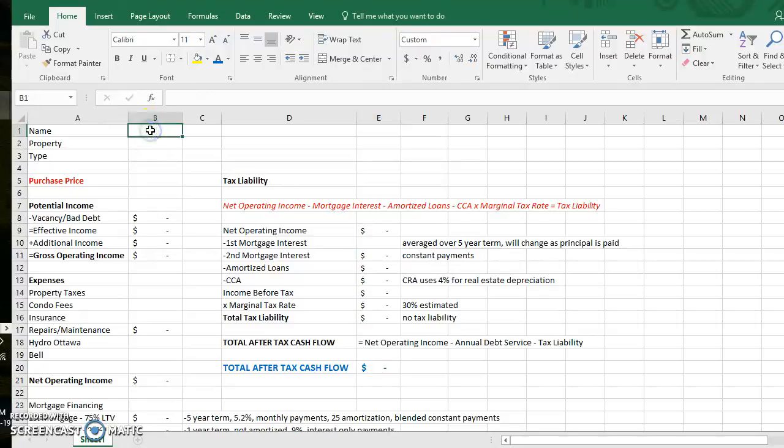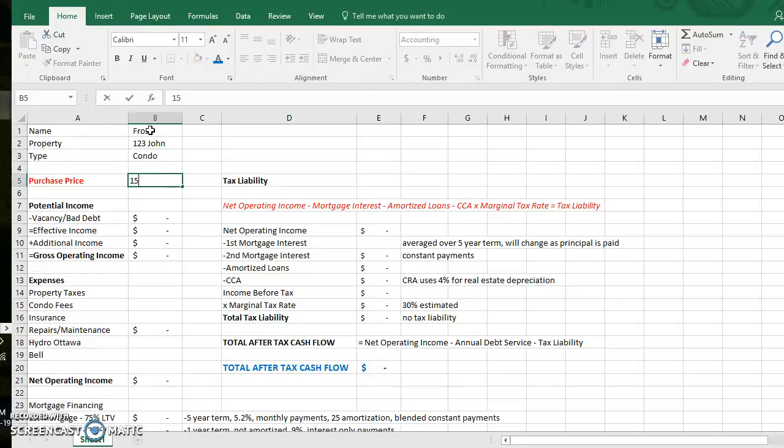Okay, let's start. This is an example of a property that I actually have an offer on and am considering buying. So just to add some general information, I won't disclose the details of the property now because I'm trying to buy it right now. It's a condo. So here we go.